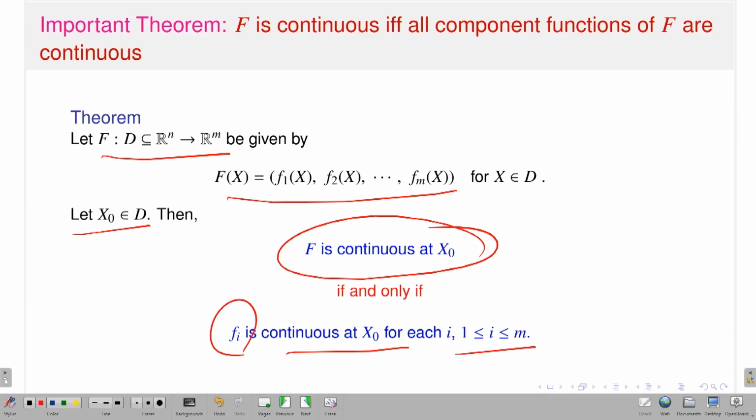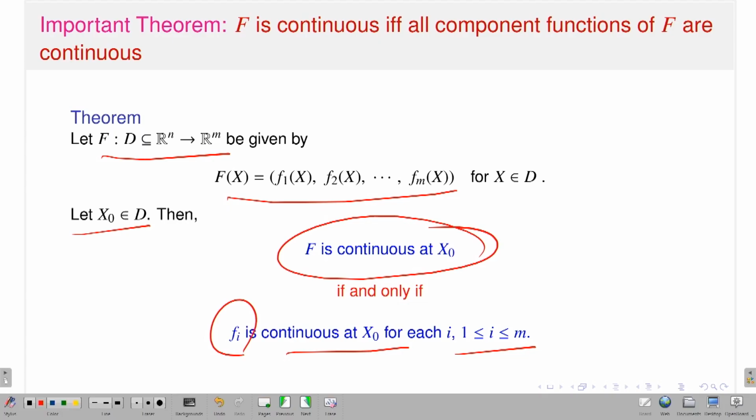Later on I will discuss some examples. If I just say, check the continuity of these functions, you just look at the component functions and try to conclude that these are very nice functions, they are continuous functions, and therefore the original function capital F is continuous. So, that is very nice. So, let us see some examples. This is a very powerful theorem.